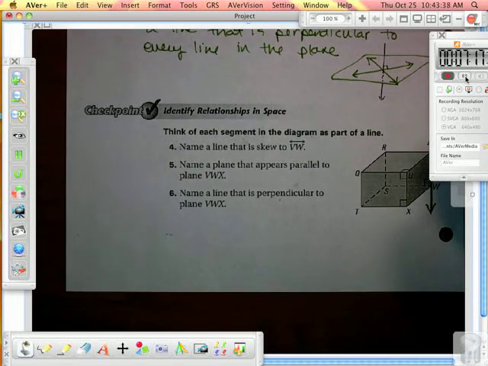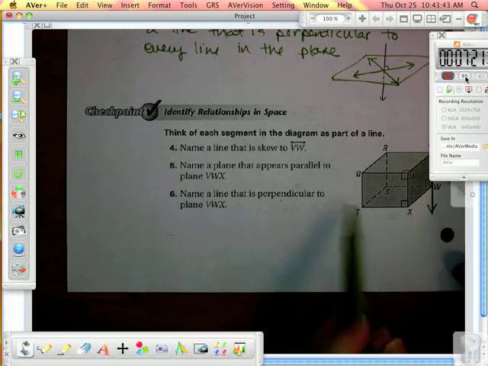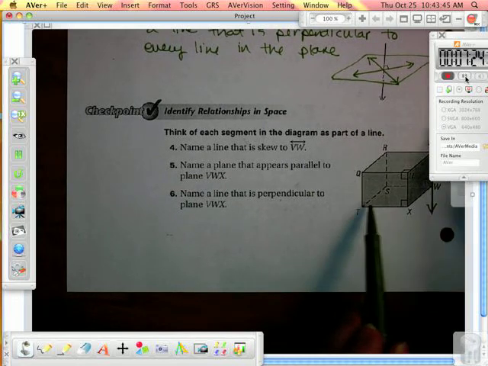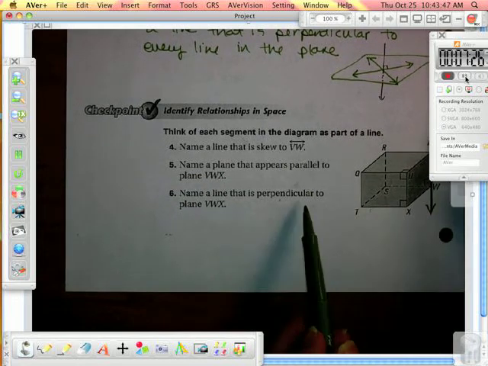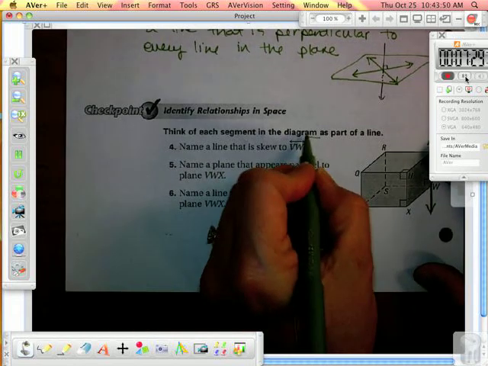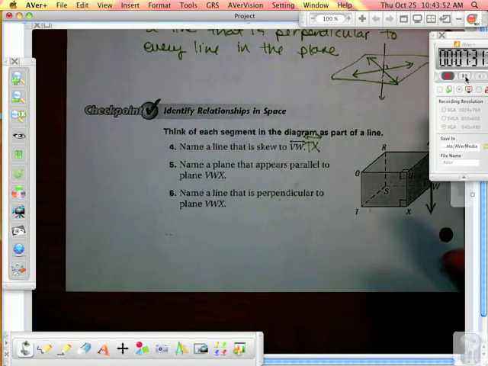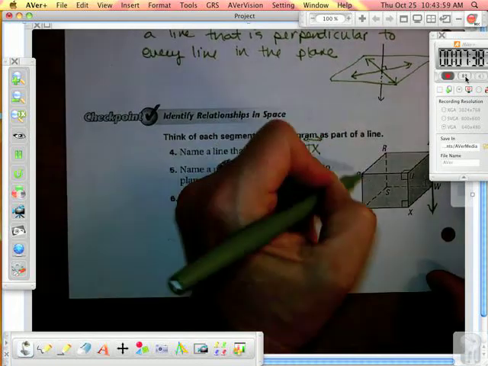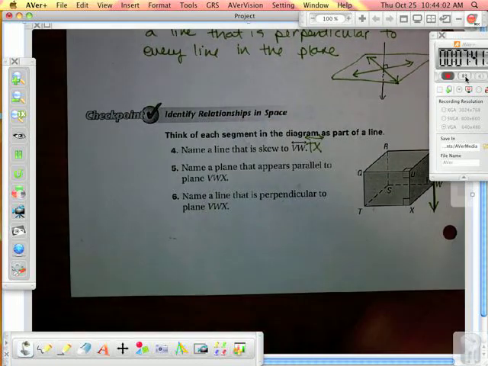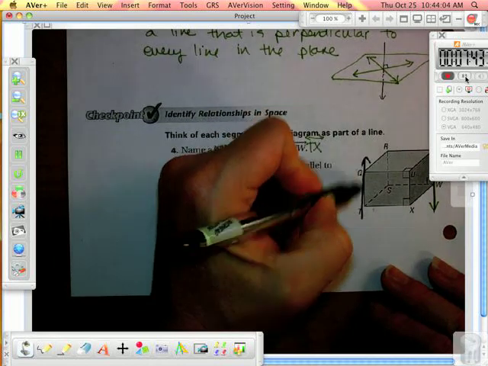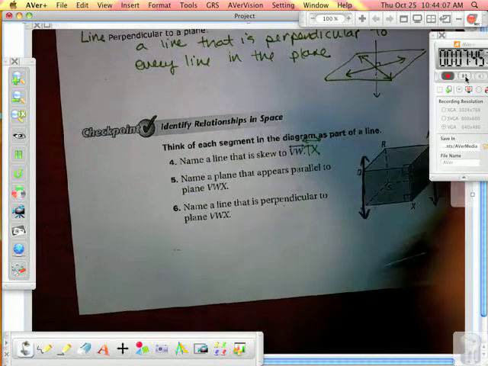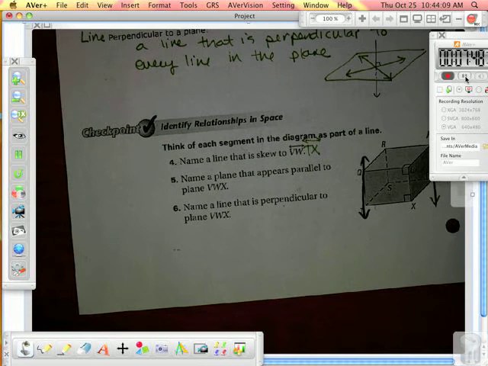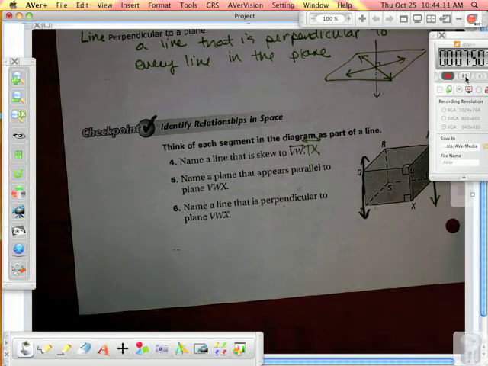Give me a line, Diana. T and X. T and X is over here, right? And here's VW. They will never hit each other, and they're not on the same plane. So T and X. There's another one. Does anybody see other ones? QT doesn't work because if you look at QT here, right here, these two could be on the same plane. If there was a plane cutting the cube in half, they would be on the same plane. So that doesn't work. It's not skew.